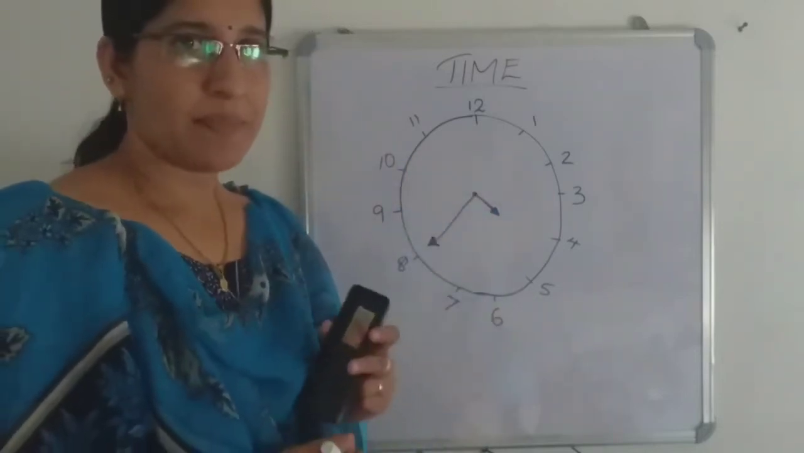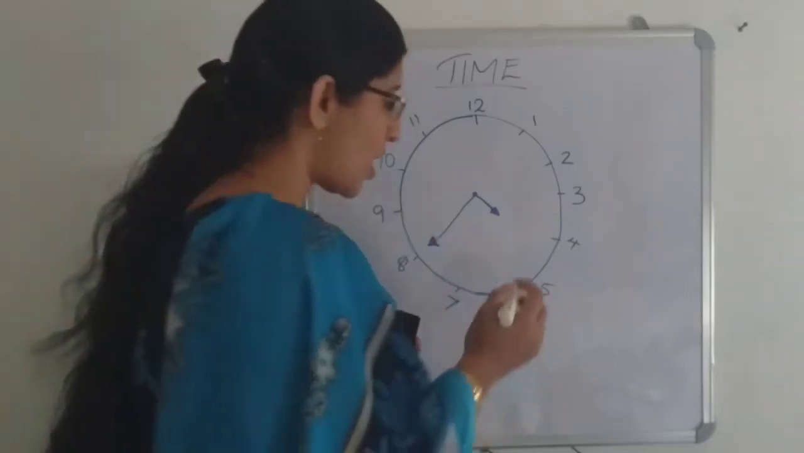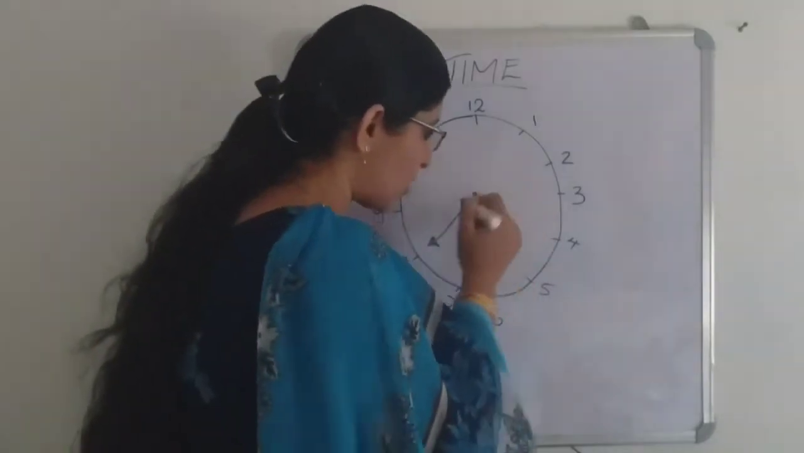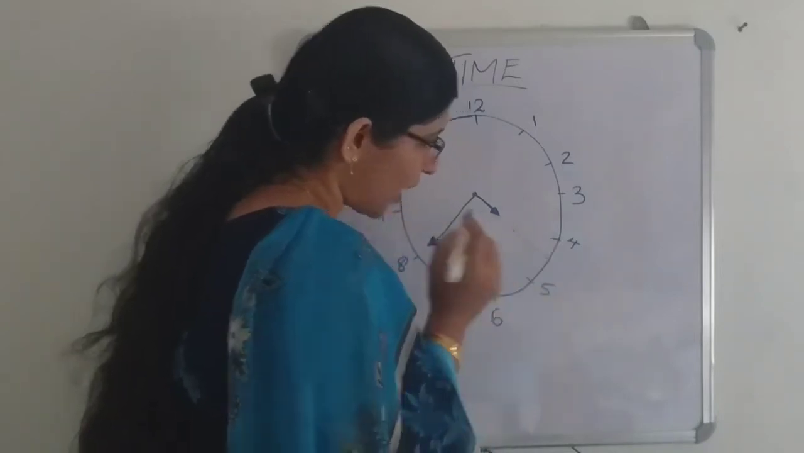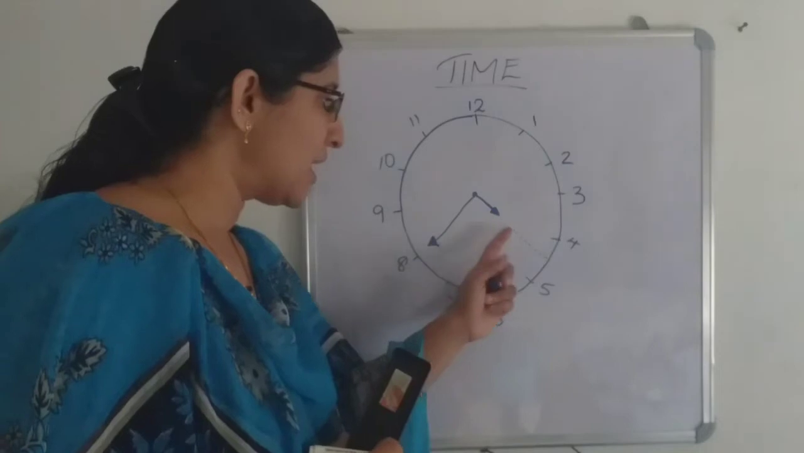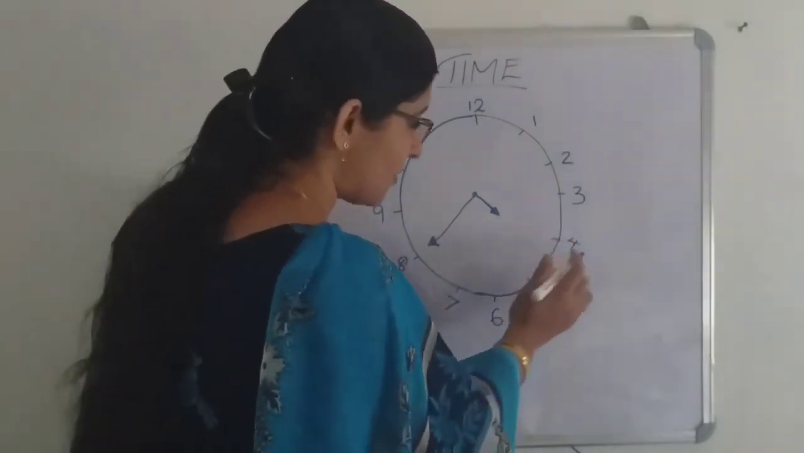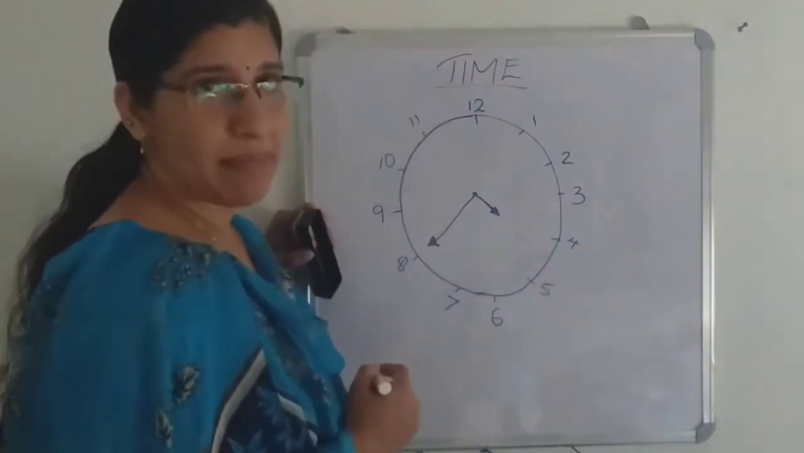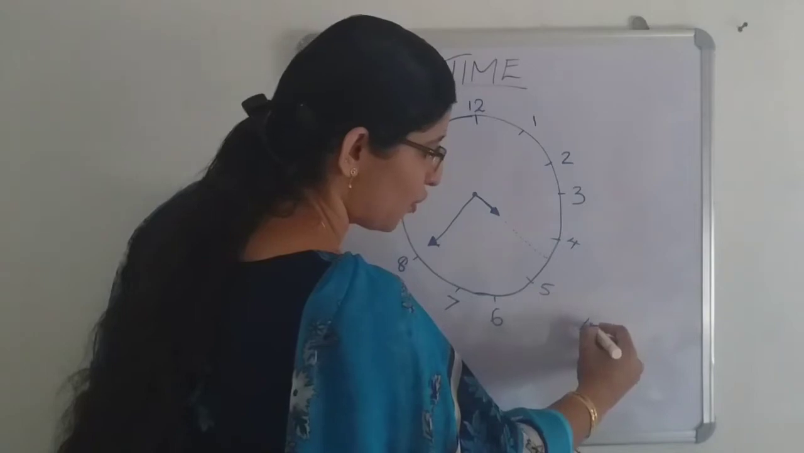How will you say it? I already told you, whenever you are given a clock, first you have to look at the hour hand, the short needle. The short needle is pointed in between 4 and 5. Whenever it is in between, you need to take the smaller number. So it is 4.